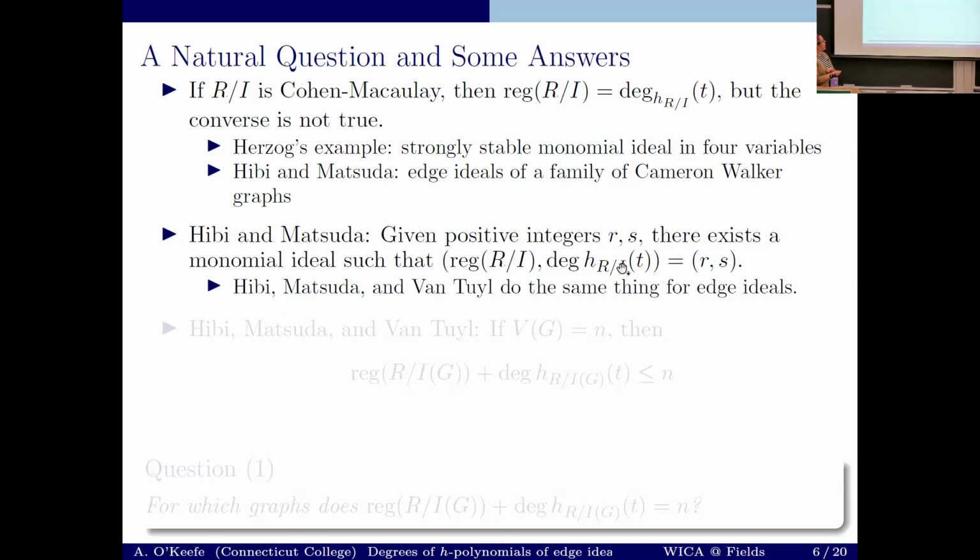In that same paper, and Hibi will tell you he loves this type of result, right? Given any 2 integers r and s, can we find an ideal where the regularity is r and the degree is s?